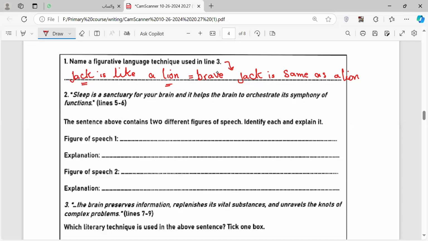So what I mean again by the effect is to show why you think the writer compared these two items or these two concepts. Okay, so let's read the first example here.